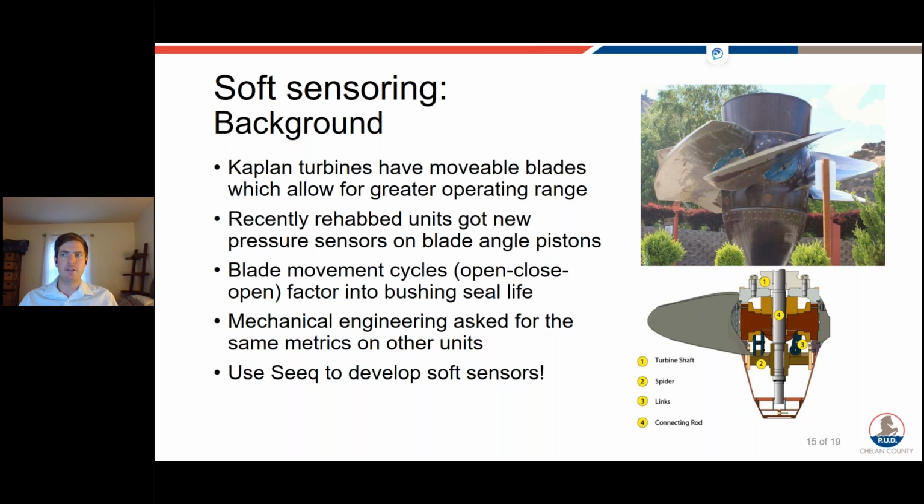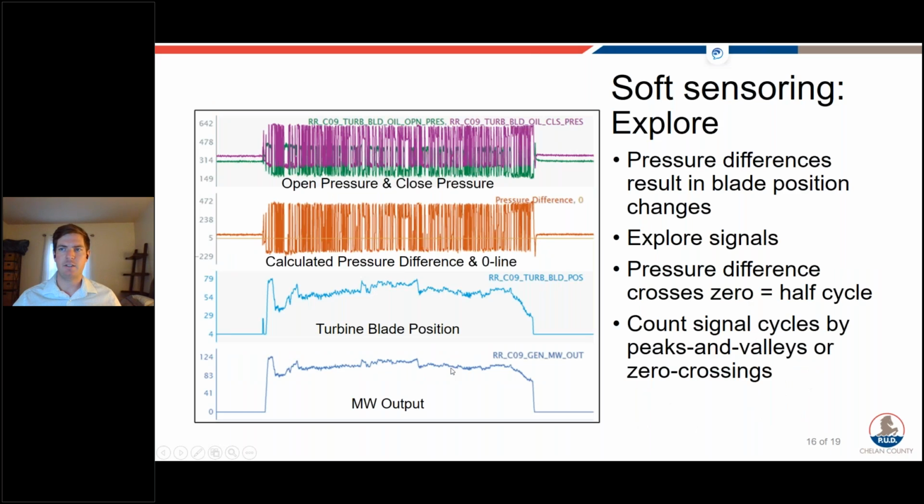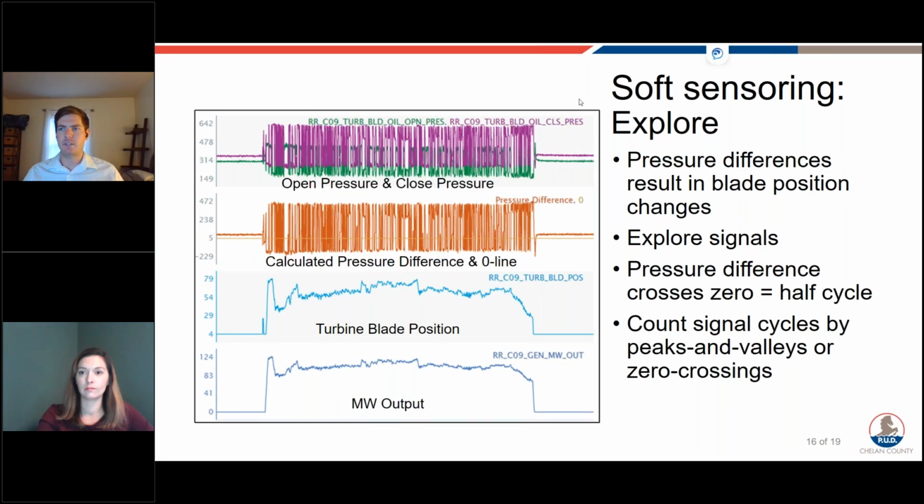Mechanical engineering at the PUD asked me to develop a soft sensor that we could use on the other units. So Seeq is my go-to thing for stuff like this. On the next slide, you can see how Seeq makes it fast and easy to visualize data for exploring. To develop the soft sensor, I pulled in relevant signals from the newly rehabbed turbine, C9.